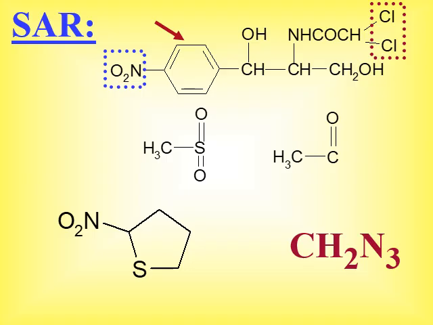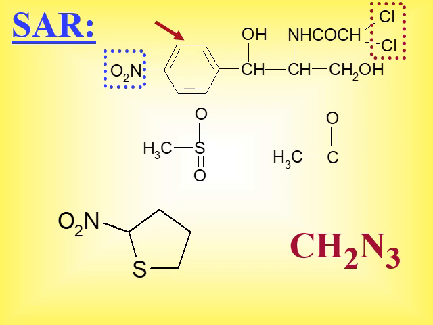Concerning the benzene ring, if you replace it by another group, it will lose the activity, except the nitrothienyl derivative, which is isosteric to the phenyl group. Here it will be active but less active than chloramphenicol.